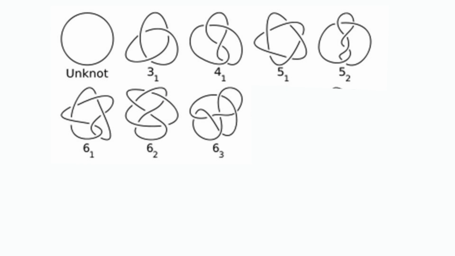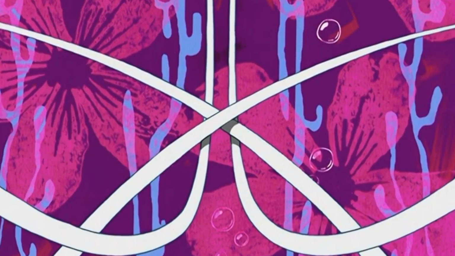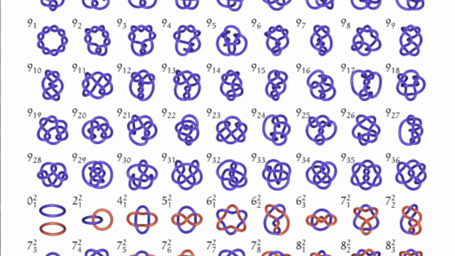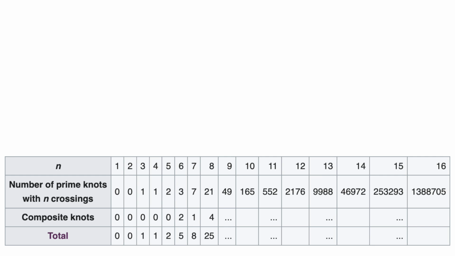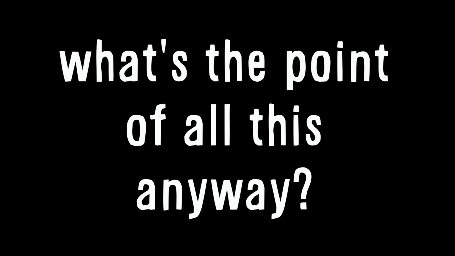The knot family with 6 crossings has 3 variants. The knot family with 7 crossings has 7 variants. You see a pattern here? The higher the number of crossings, the exponentially higher the number of variants, to the point that knots with 16 crossings can vary by 1,388,705 different possibilities. So, what's the point of all this anyway?